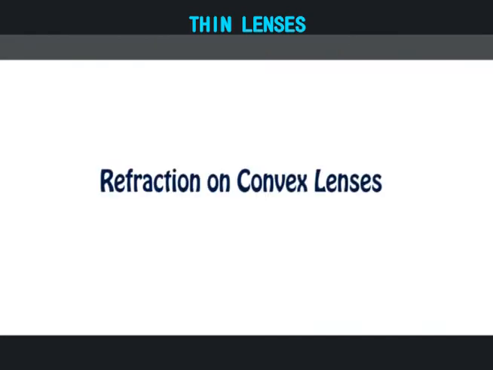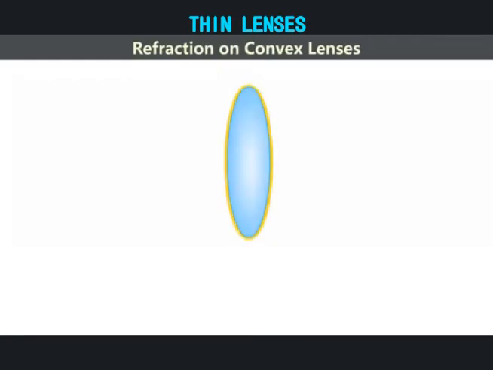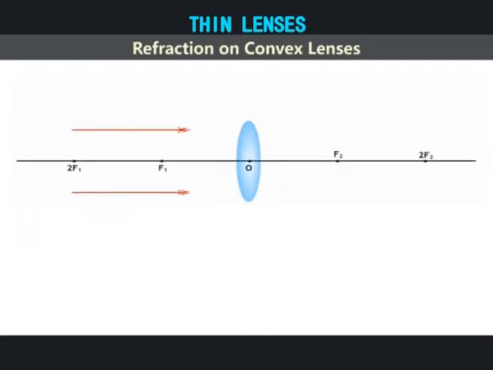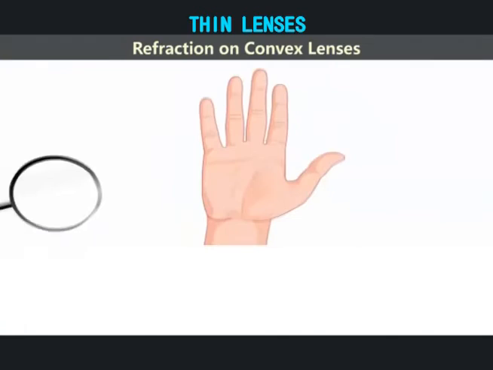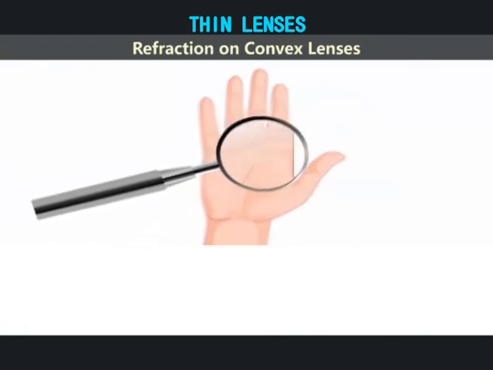Let's look at refraction on convex lenses. A lens in which both surfaces are convex is known as a convex lens. Light rays incident on a convex lens get converged at its focus. This is why a convex lens is also called a converging lens. When the sun's rays are converged at a point by these lenses, they produce enough heat to burn the object at this point of convergence.